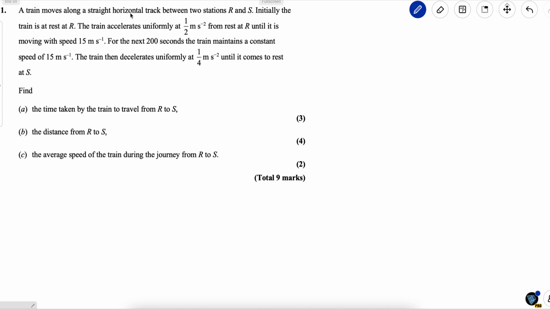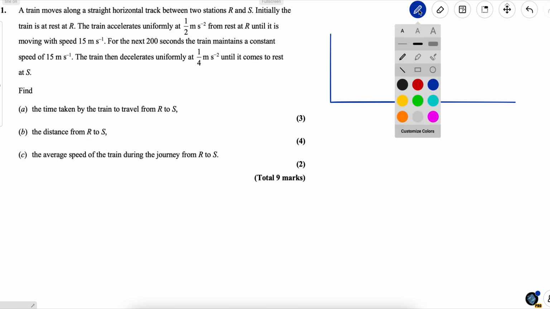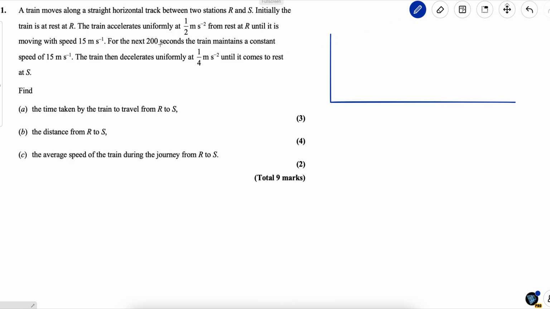At first glance, this looks like it would benefit from either a displacement or velocity time graph. So just having a quick look through, there's acceleration here, so I think a velocity time graph would be the most appropriate. So I'm just going to draw out a graph here and then sketch the parts of the graph as I read through the question.